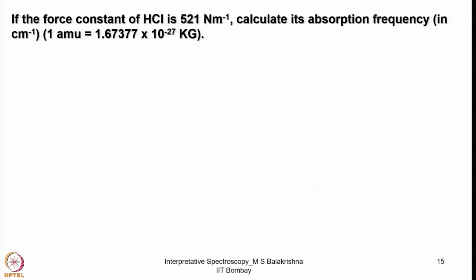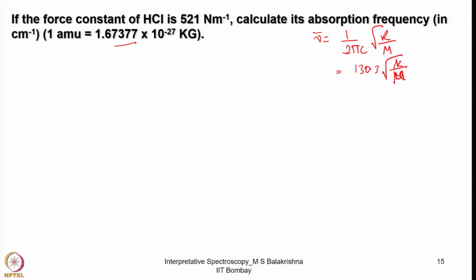If the force constant of HCl is 521 newtons per meter, calculate its absorption frequency in centimeter minus 1. Absorption frequency will be wave number. So the atomic mass unit I have given here is 1.67377 × 10 raised to minus 27 kg. This is needed if you want to use this equation. Here you have to convert that one if you want to use this one. If you want to use the other equation, there is no need. You can apply the values directly in newtons per meter.